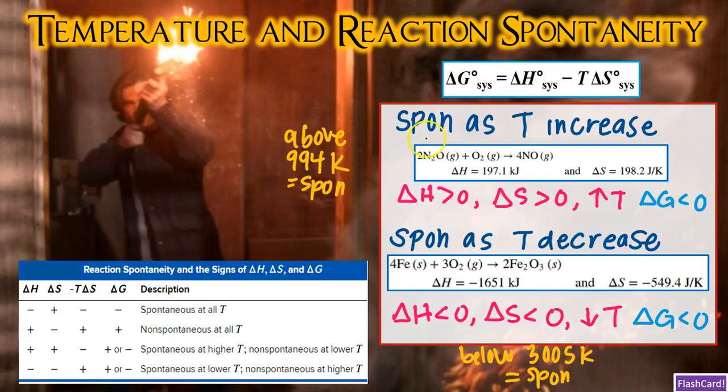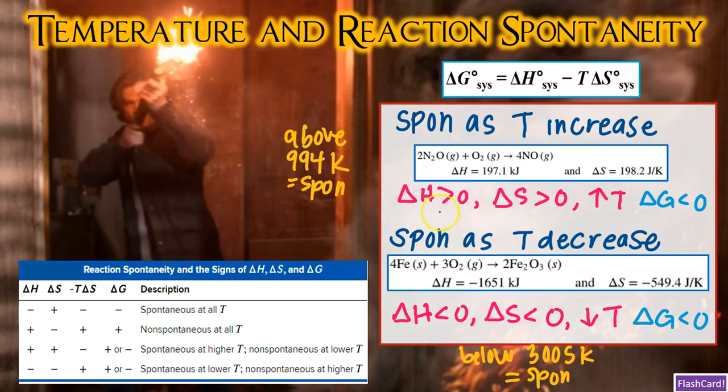Next, let's focus on temperature-dependent cases. So first, we can have reactions that become spontaneous as temperatures increase. And next, we'll talk about reactions that become spontaneous as temperatures decrease. But first, let's talk about spontaneous as temperature increases.